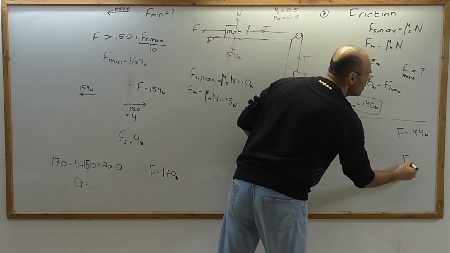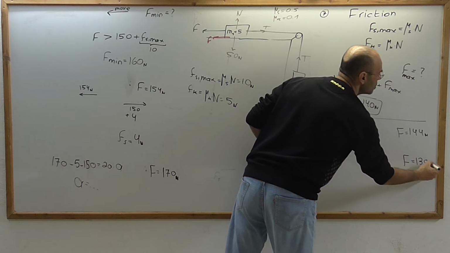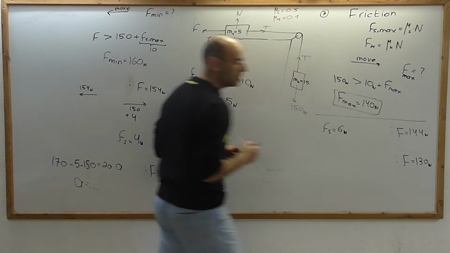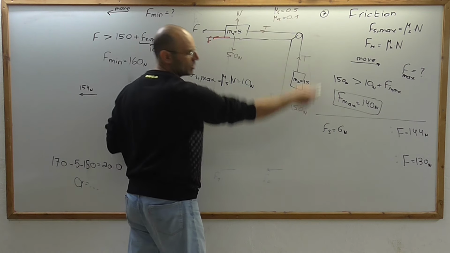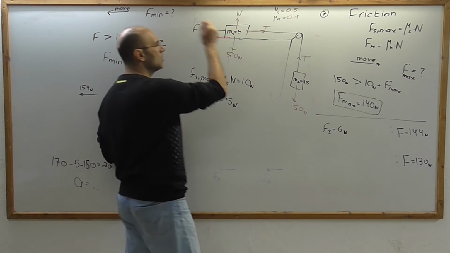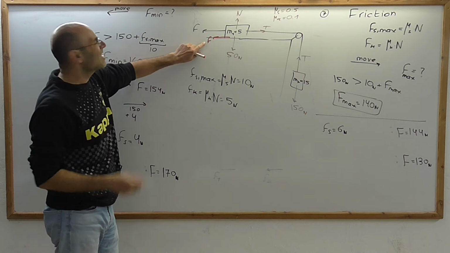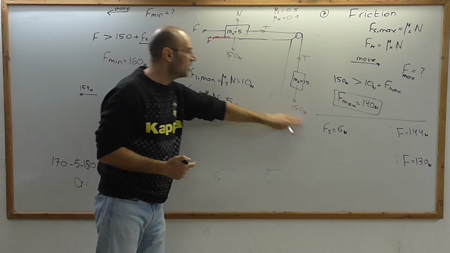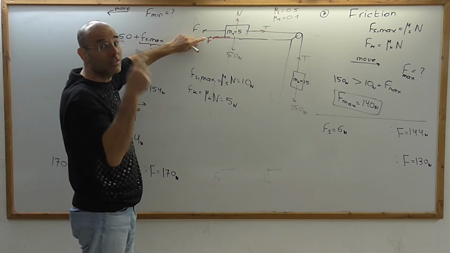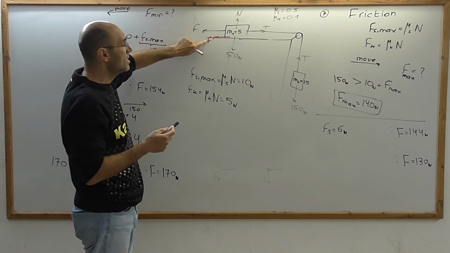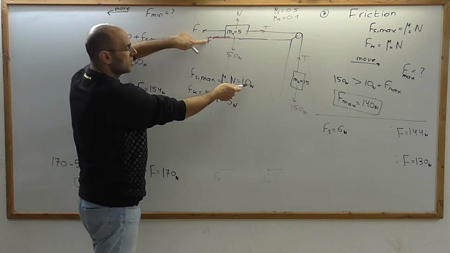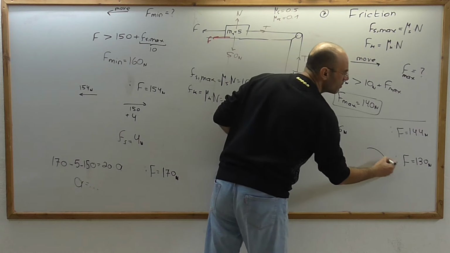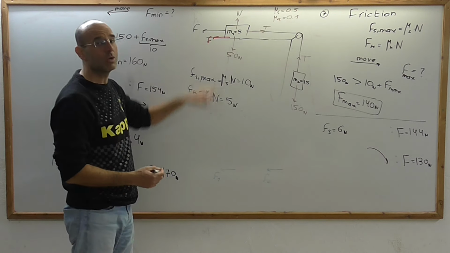What happens when F is 130 newtons? If F is 130 newtons, obviously it will want to go this way. 150 and 130, it can't adjust anymore the static because it can adjust up to 10. So 150 and having 130, if it wanted to adjust, it needs to be 20, but it can't be 20 because it can only be 10. So the system will go this way, it will move that way, and the friction will be kinetic.